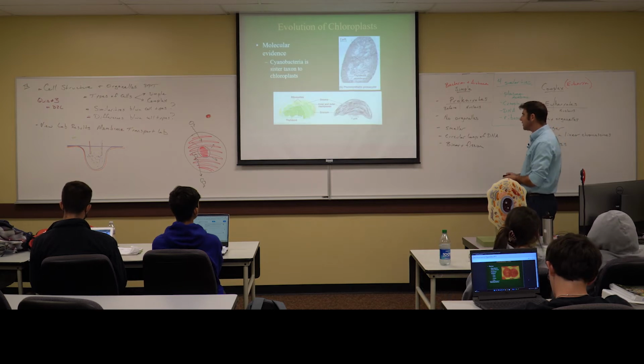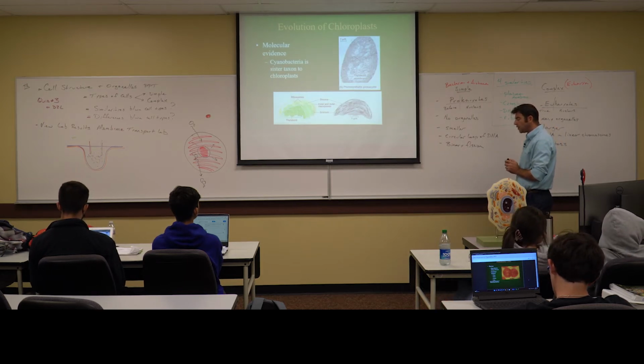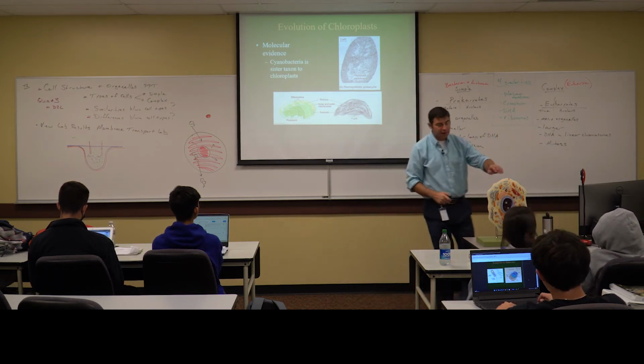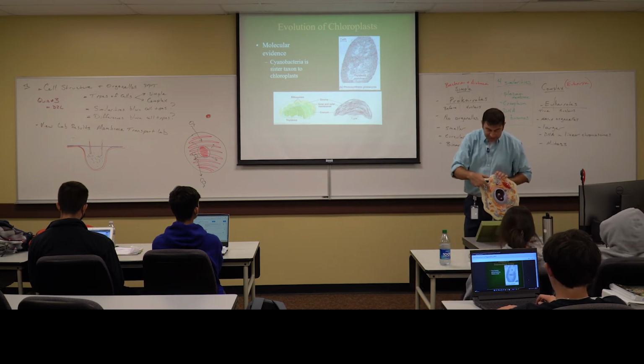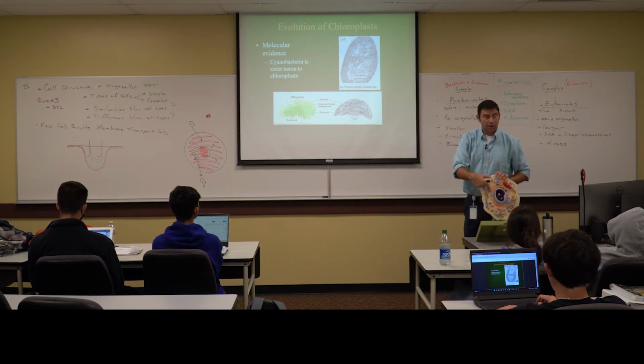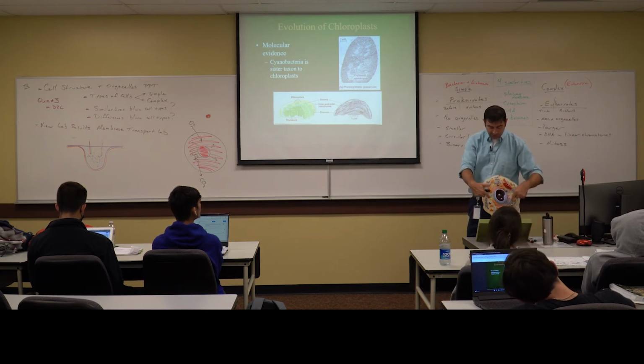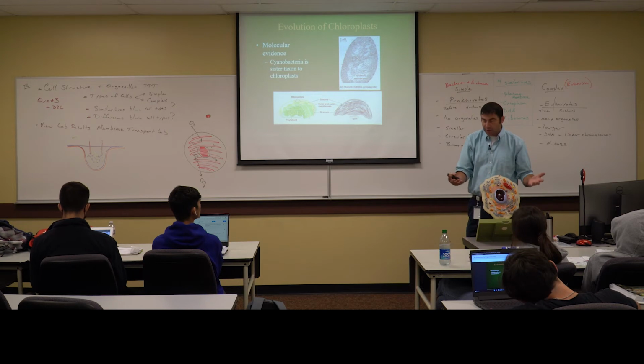Okay, so this process of prokaryotic cells working together is backed up by some evidence. If we look inside these chloroplasts, or inside these mitochondria, what's kind of fascinating is that they have their own DNA inside there. There's nothing inside of our nuclear DNA that has instructions to build these mitochondria. So where do they come from?